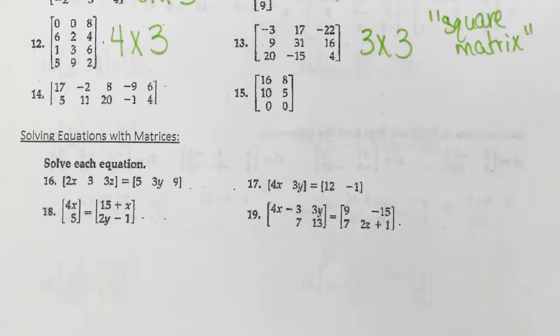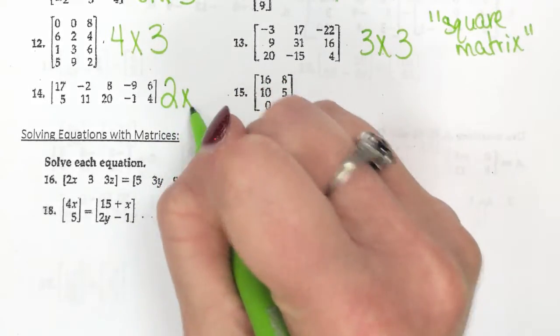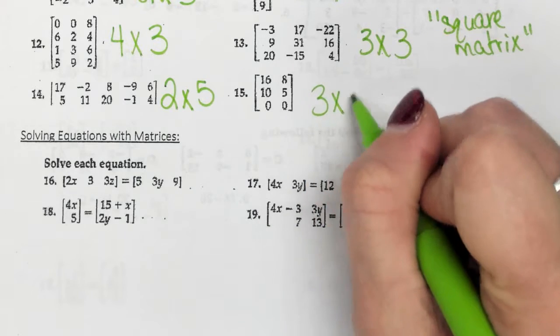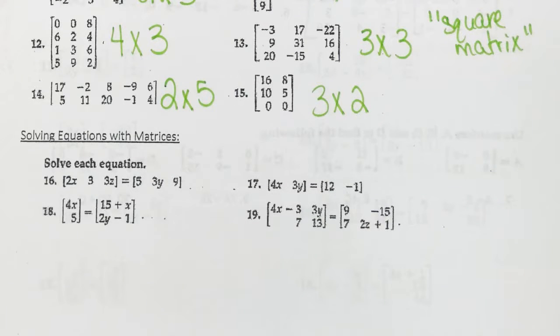All right, what about 14? How many rows? 2. And how many columns? 5. 15? 3 by 5? 2. Perfect. Ladies and gentlemen, you just did your first learning target. And this is the first lesson that is not a review, by the way. This is the first for real Algebra 2 lesson.